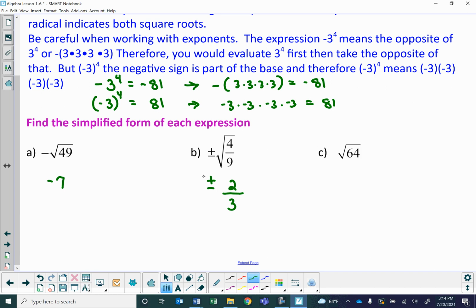Letter C here, we have the square root of 64. This one does not have the plus and minus sign in front of it, so it's only asking for the positive square root, what we refer to as the principal square root. So what two numbers multiplied together equal 64? That would be 8. So the answer here is 8.